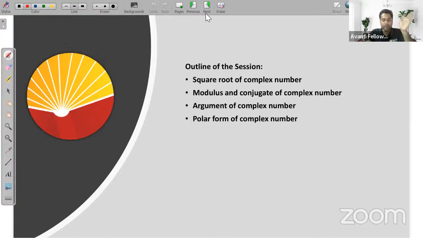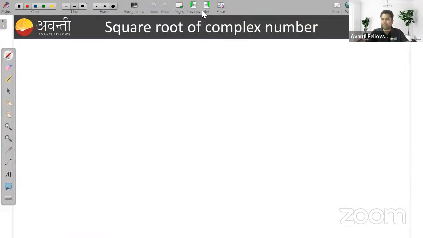We'll solve that. Secondly, we'll try to find the modulus and conjugate of a complex number, and then we'll find the argument of a complex number. Lastly, we'll see how to find the polar form of a complex number. All of you know these things, and because your CBSE board exam is coming, on CBSE board basis only we'll discuss the questions and cover all the concepts which will be helpful in your board exam. So let's start from how to find the square root of a complex number. I already discussed the method with you in the last class, guys.